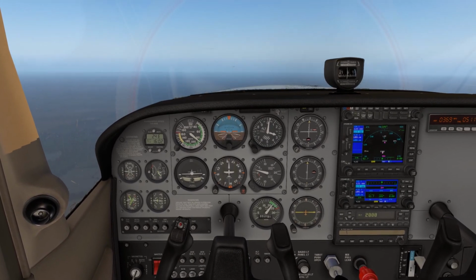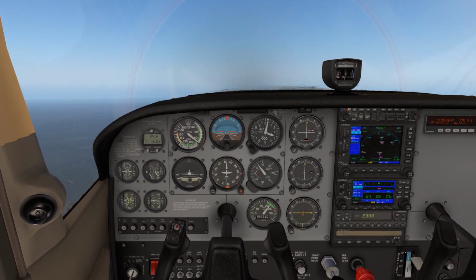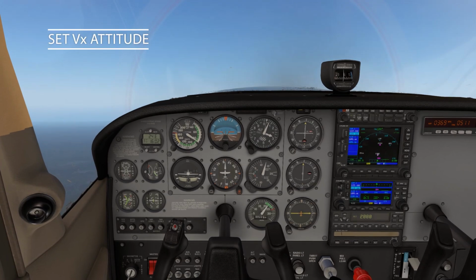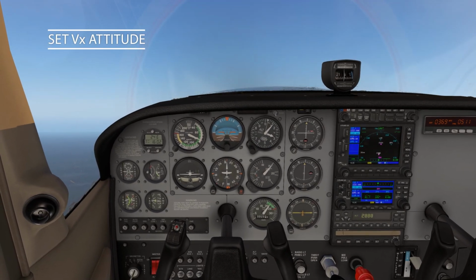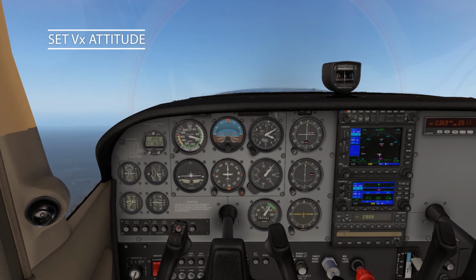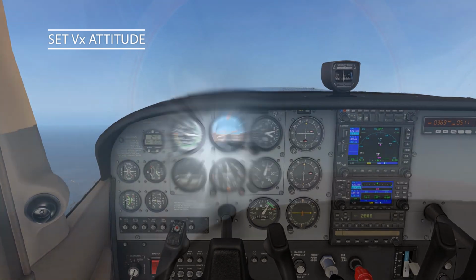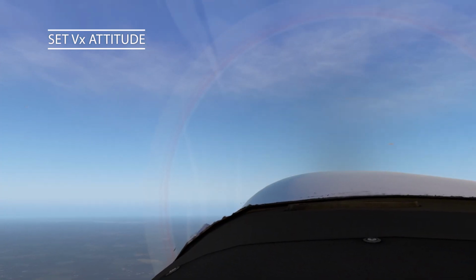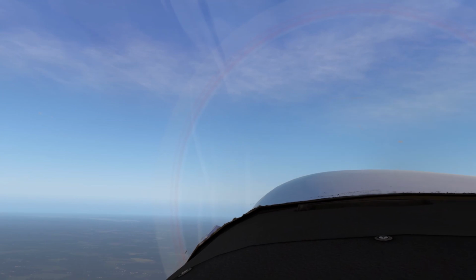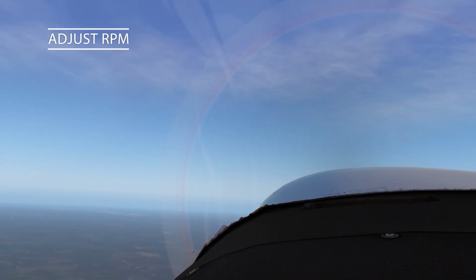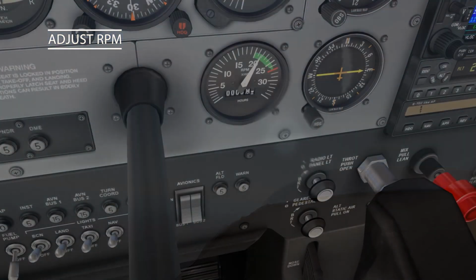Not enough nose up will not make you stall. On the other hand, too much nose up will lead to a violent stall. A good rule of thumb is to set the Vx attitude, that is the nose of the plane slightly above the horizon. As you pitch up, the RPM will decrease. Adjust the RPM promptly to maintain the desired value by adding some power.